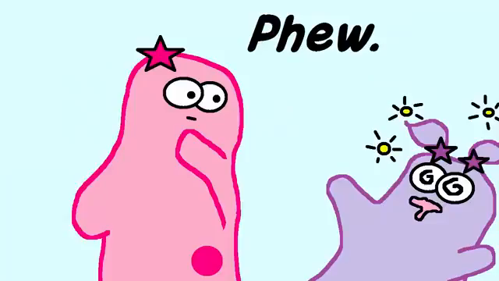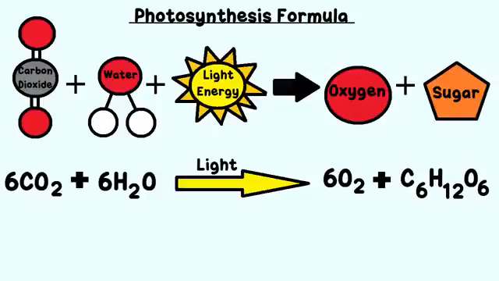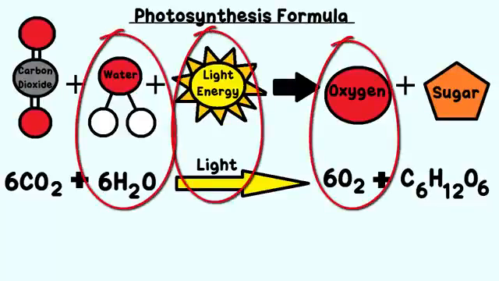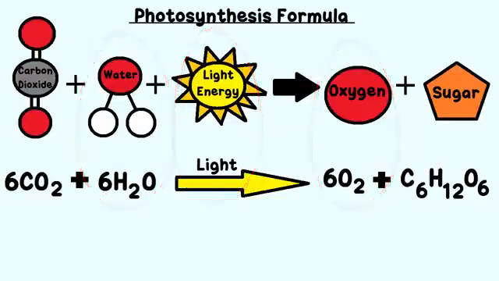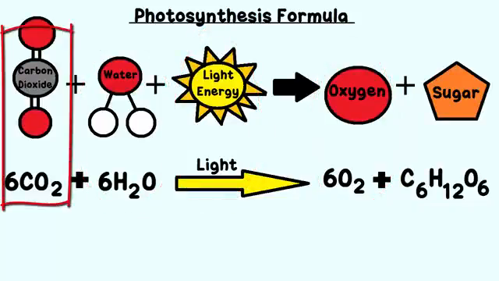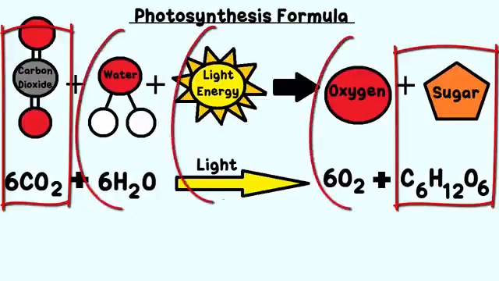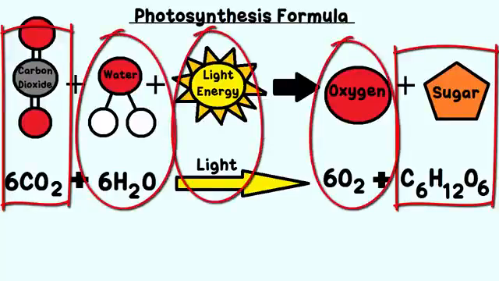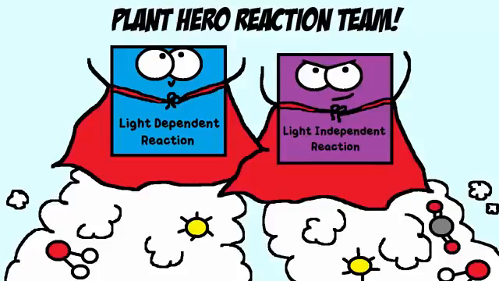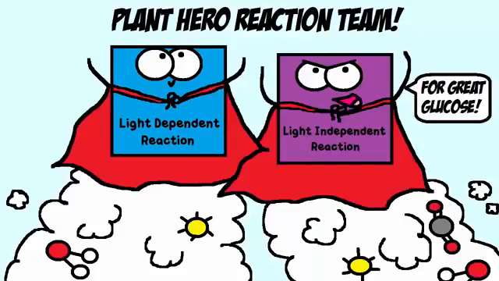Phew! So, let's take a look at this formula. Last time, I promise. So, we have here the circled items already that came from the light-dependent reaction. Now notice the other items, the carbon dioxide on the reactant side, and the glucose, which was on the product side, those were from the light-independent reaction. Together, the light-dependent reaction and the light-independent reaction, which happen simultaneously, create the glucose that plants need to survive.